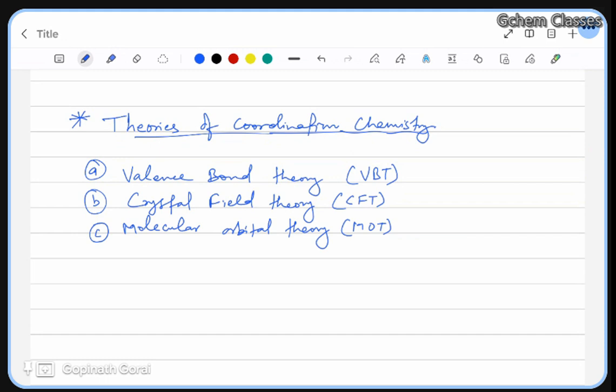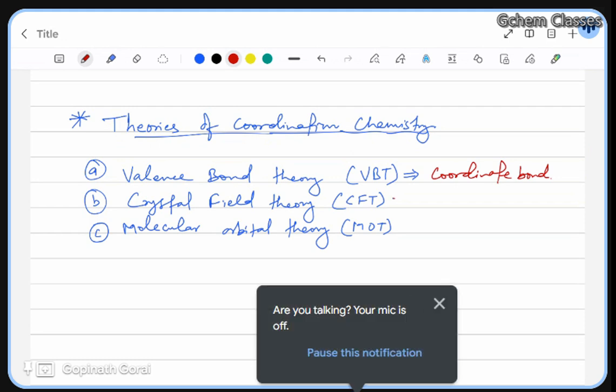Right? Now, one thing you should know: VBT is entirely based on coordinate bonds. It says that the coordination complex has coordinate bonds. As when you move towards CFT, it will talk about electrostatic force of attraction.